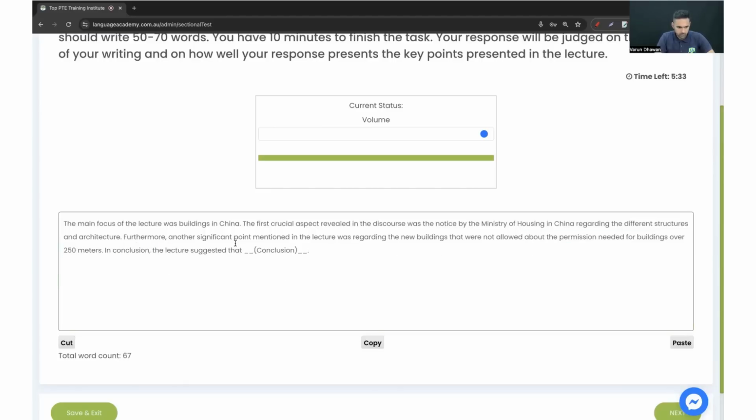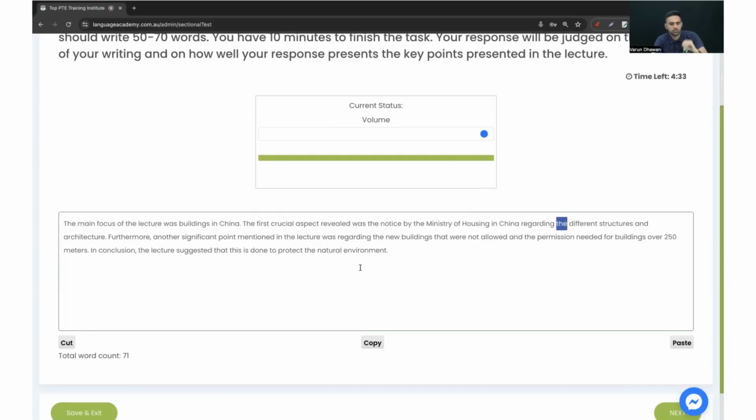We can combine these two sentences. Furthermore, another significant point mentioned in the lecture was regarding. And in conclusion, the lecture suggested that it is done to protect the natural environment. Now we have to take off a few words because we can write a maximum of 70 words. The first crucial aspect revealed was, we can just take this off, was the notice by the Ministry of Housing in China regarding different structures and architecture.